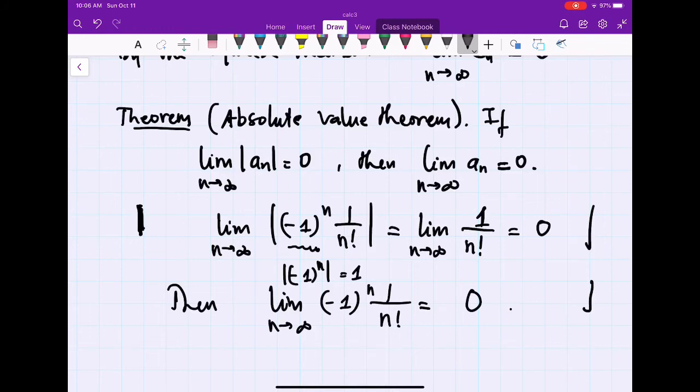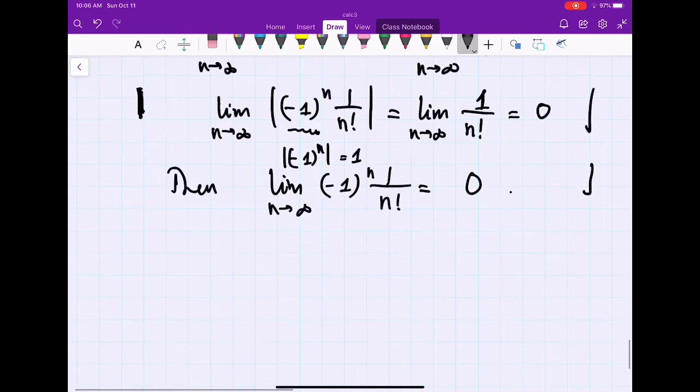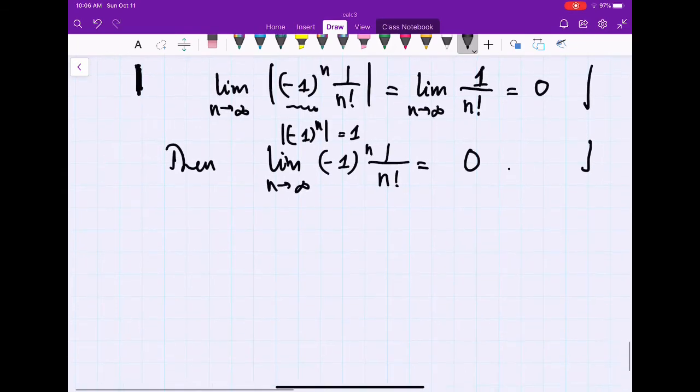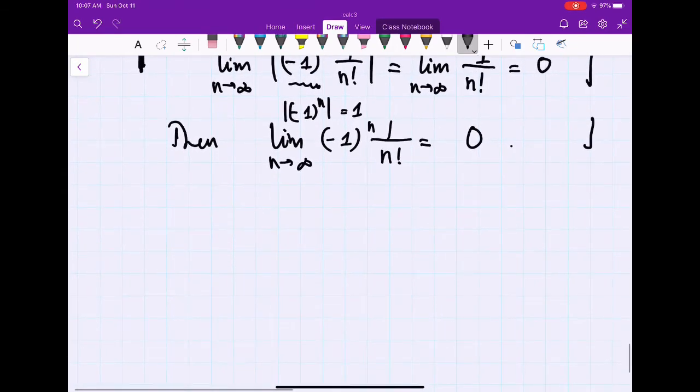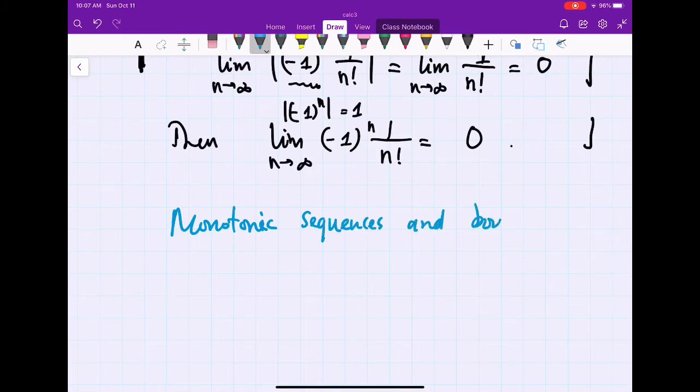Now let's move to the next, very, very important type of sequences, which are called monotonic sequences and bounded sequences. They have very, very interesting properties.